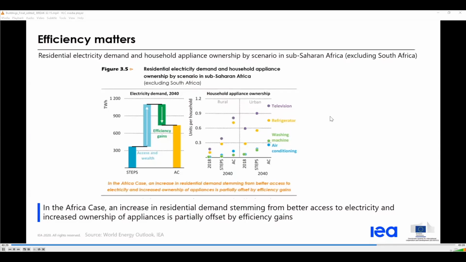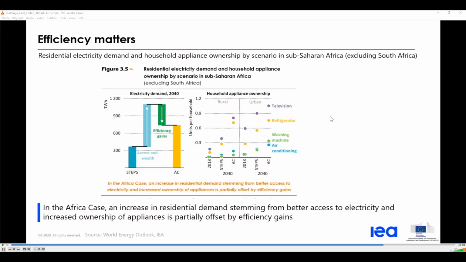So obviously, if we come back to the activity variable story in the bottom-up modelling process, then higher economic activity means higher average household incomes. This then translates to greater floor area on average per household, much higher household ownership of appliances such as refrigerators, televisions, washing machines, and higher household ownership of cooling equipment such as air conditioners. So if we just added to the system the same equipment that was being used in the STEPS scenario, then we would have a huge increase in electricity demand, going from around 350 terawatt hours to over 1,000 terawatt hours.